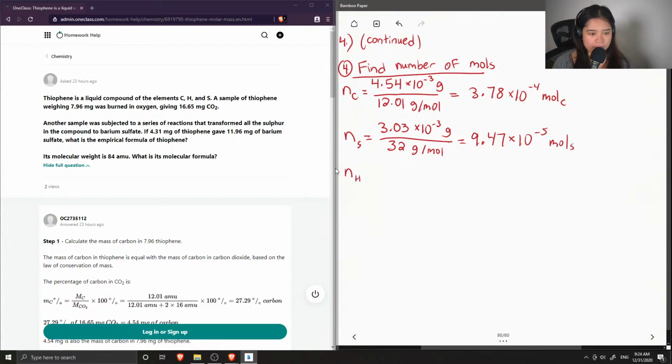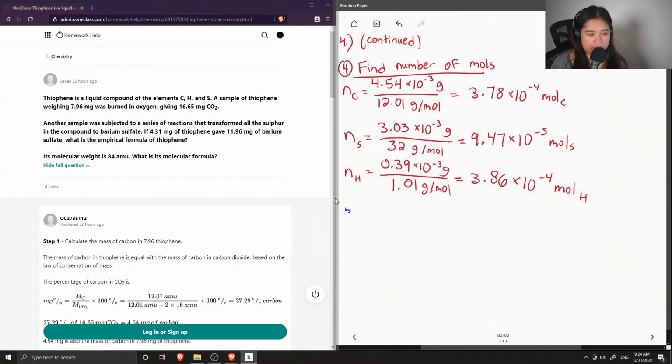And now for the number of moles of hydrogen, it had 0.39 milligrams. So again, I'm going to convert it to grams and then divide by the molar mass of hydrogen, which is 1.01 grams per mole. So now this gives 3.86 times 10 to the negative 4 moles of hydrogen.